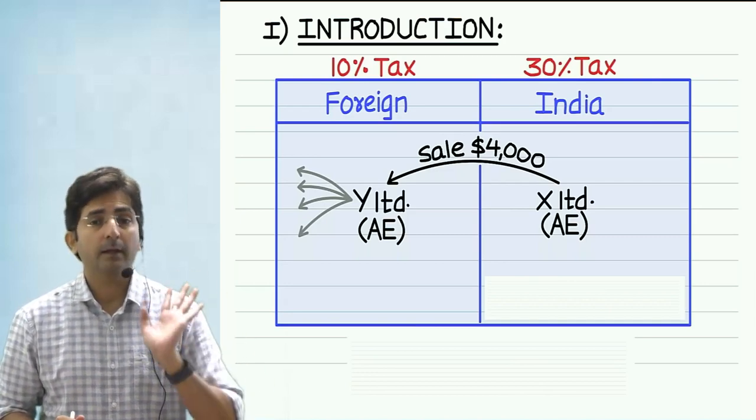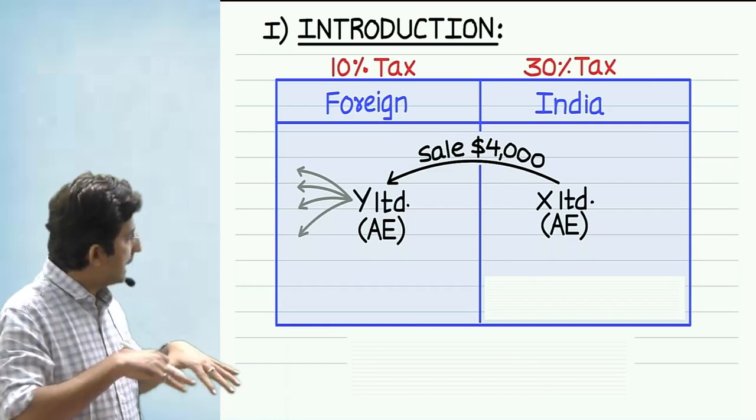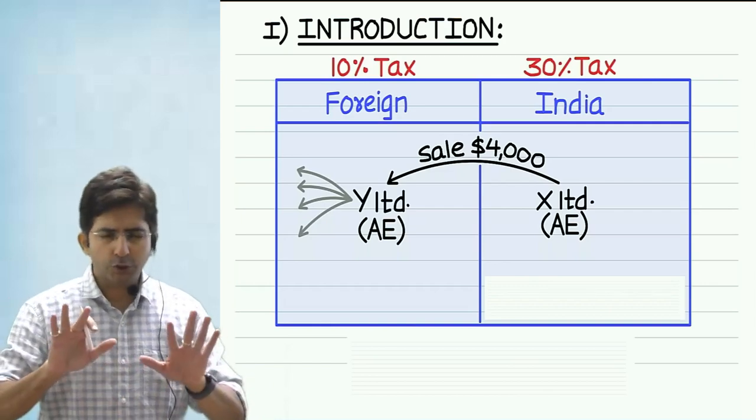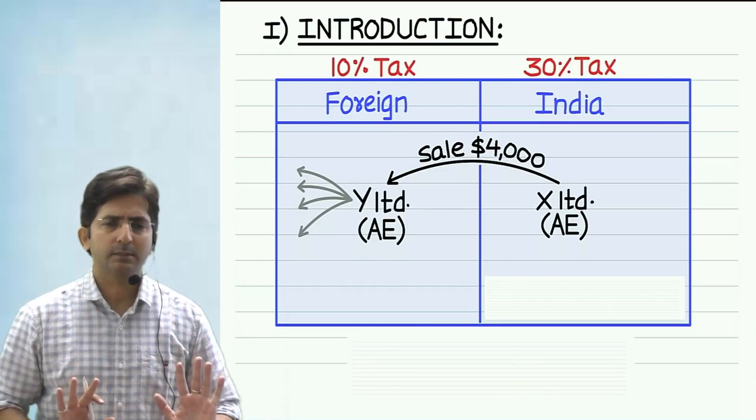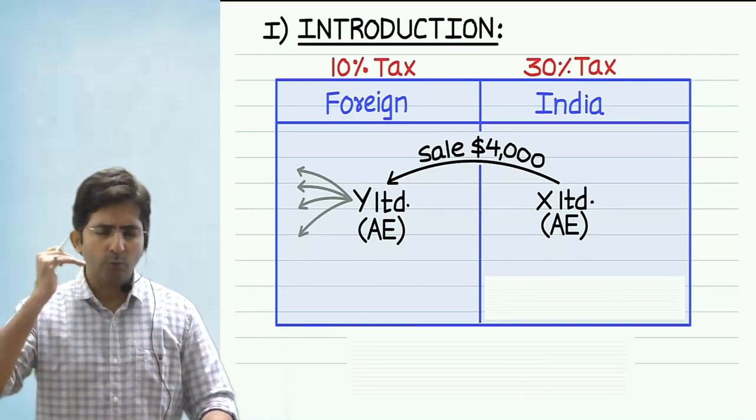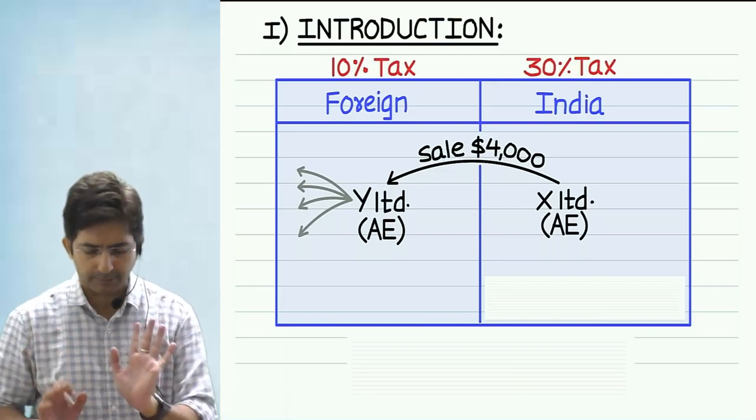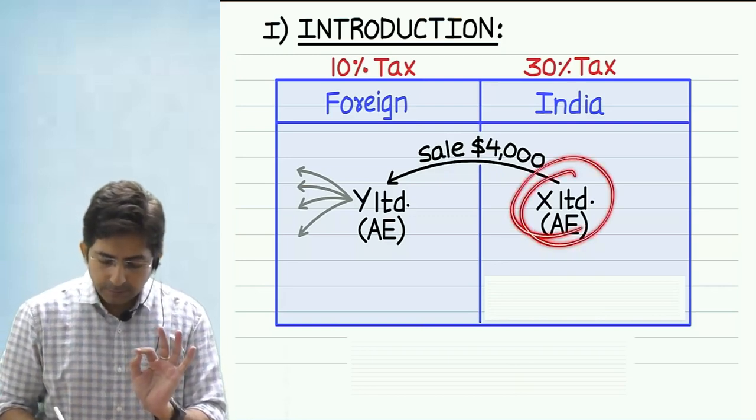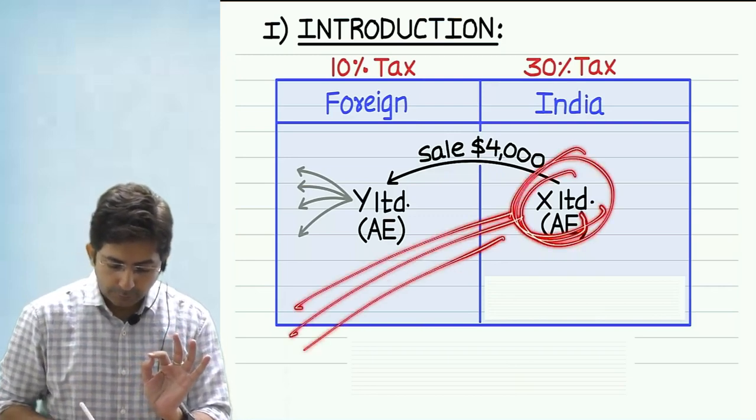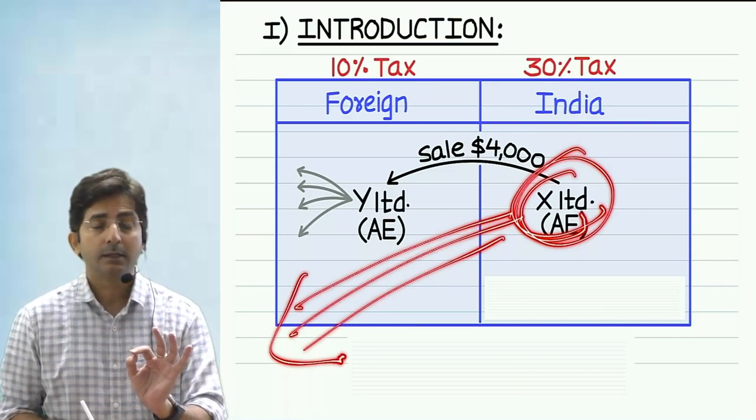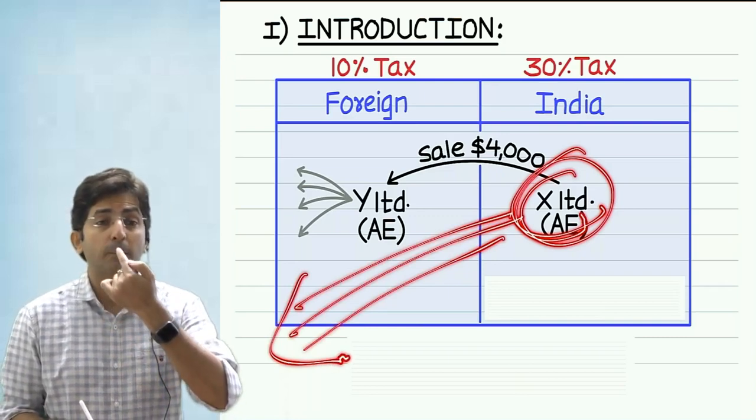Correct. Perfectly right. Usually when I start this explanation, most of the students are able to answer this. But in case someone could not make out the answer, listen to my explanation carefully. See, if X Limited sells the good directly to the foreign customers, it cannot manipulate the sale price.